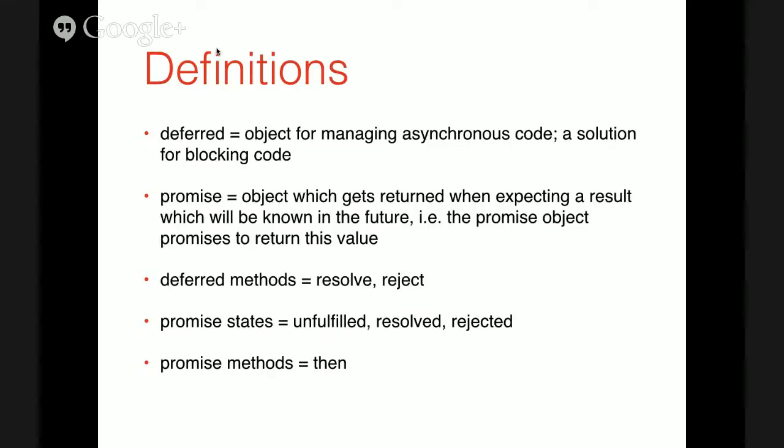Unfulfilled is the state before the future value is known. And resolved or rejected is when it's known, or if, for some business logic, we're unsatisfied with the value we got, or if we had some errors. Then is a very important method also used on the promise object. It's used for chaining multiple promises, and this is a very powerful feature of this pattern, which we'll get to later. For now, you can imagine the then method as being used for linking multiple promises together, or linking multiple success blocks or failure blocks together.